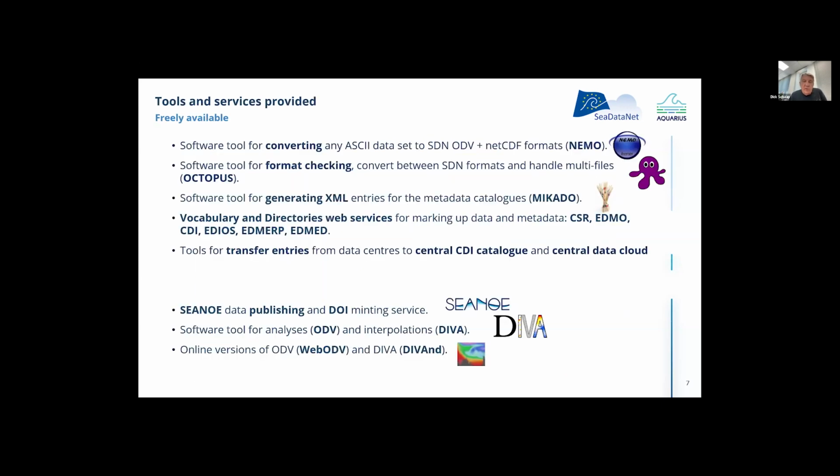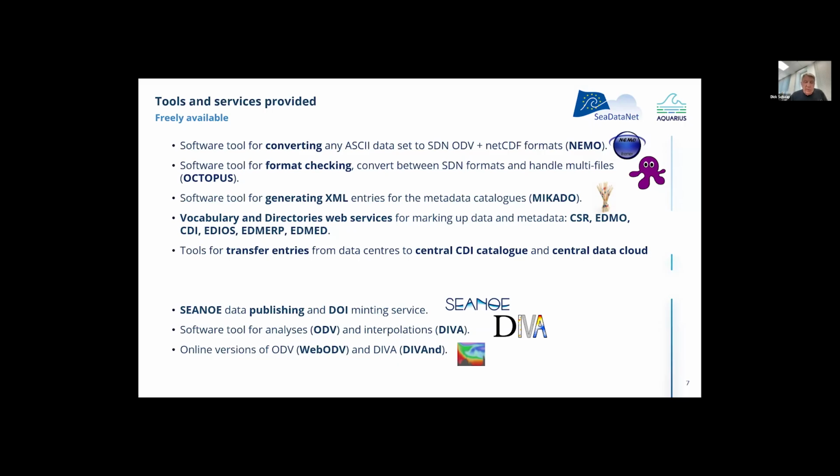To use those standards, there are several tools available. One is for converting any ASCII set to the ODV and NetCDF formats. Another one is Octopus, and that helps to check if you have several files in different formats. You can check with Octopus if they are compliant. And there is a software tool, Mikado, to make metadata entries, and all the metadata entries are in XML. But the most important for you are the CDI and the CSR. So the CDI, the Common Data Index, and the CSR, the Cruise Summary Report.